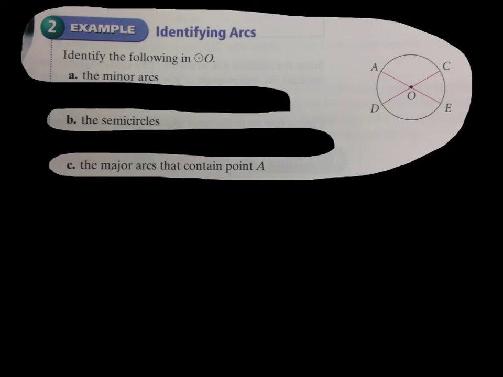Example 2 asks us to identify the following parts of circle O: the minor arcs, the semicircles, and the major arcs that contain point A. So please pause the video while you try to figure this out. Try to write down the answers to all three of these before you resume watching.